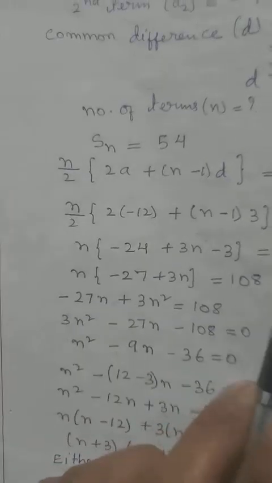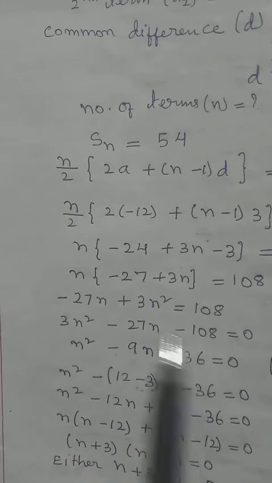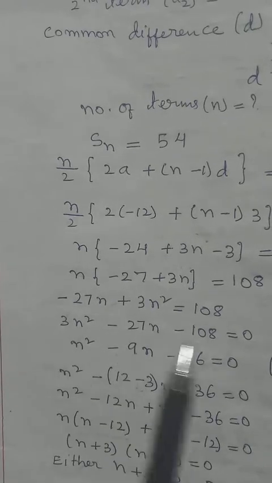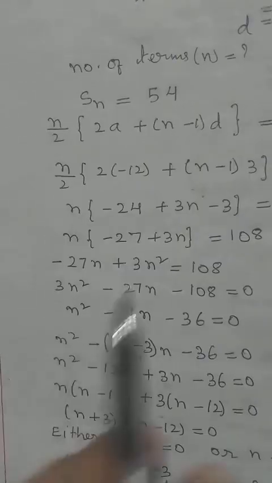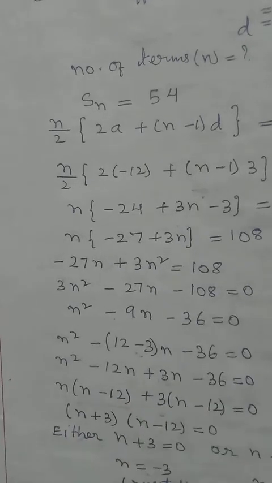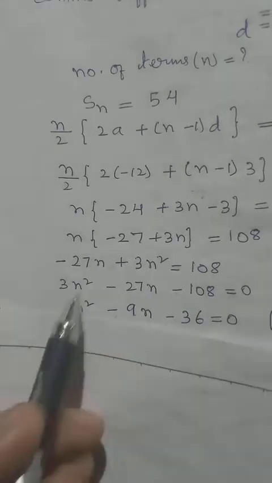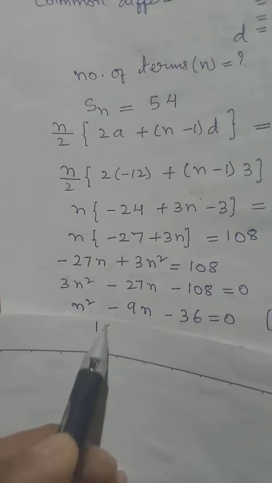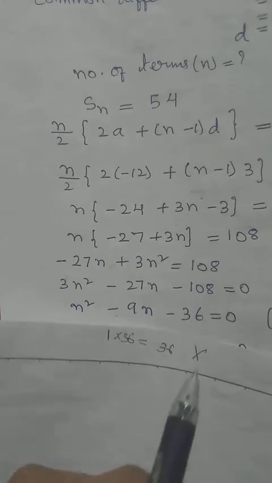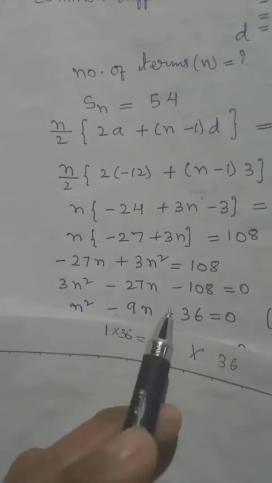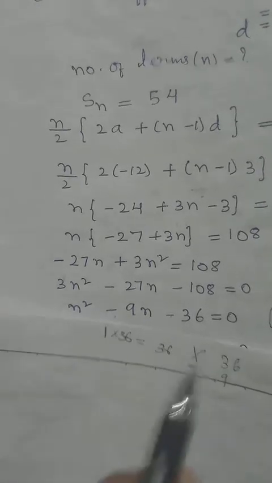This 2 we can cross to the other side. So 54 into 2 will be 108. We bring it to one side. Here we see all are divisible by 3, so we divide by 3 to make the number smaller. We have n square, we have n, 36. So definitely we will have to split the middle term. The coefficient of n square is 1. Constant term is 36. So we need to find two numbers which multiply to give 36. Here we have a minus sign. It will become 9. So we need to find out those numbers.